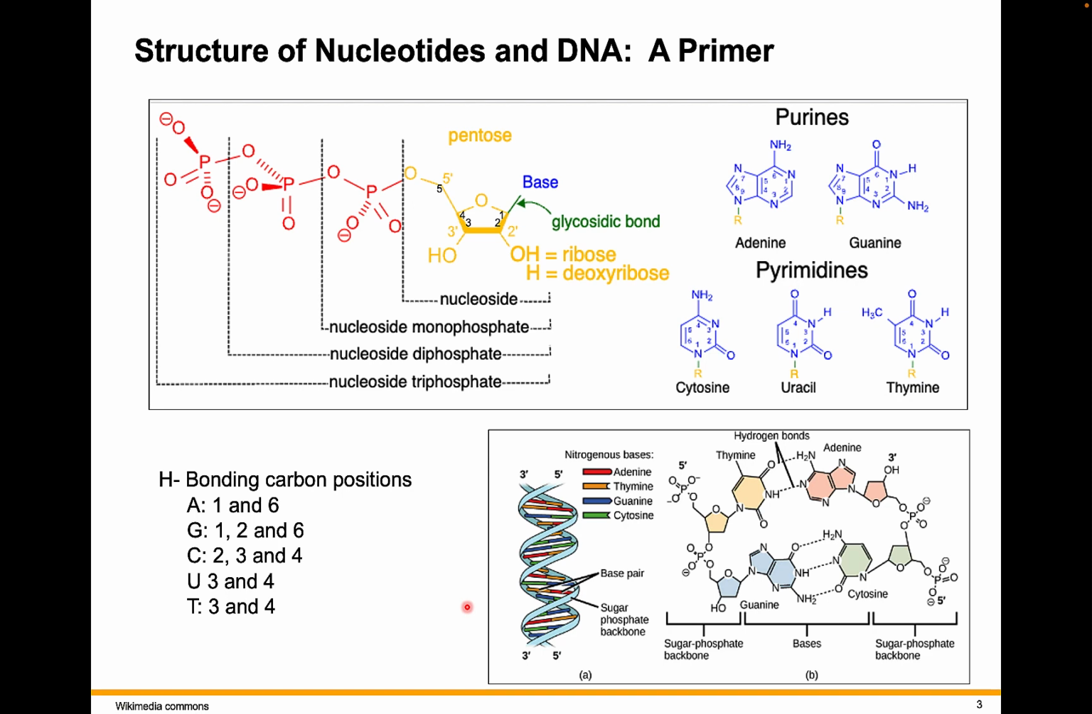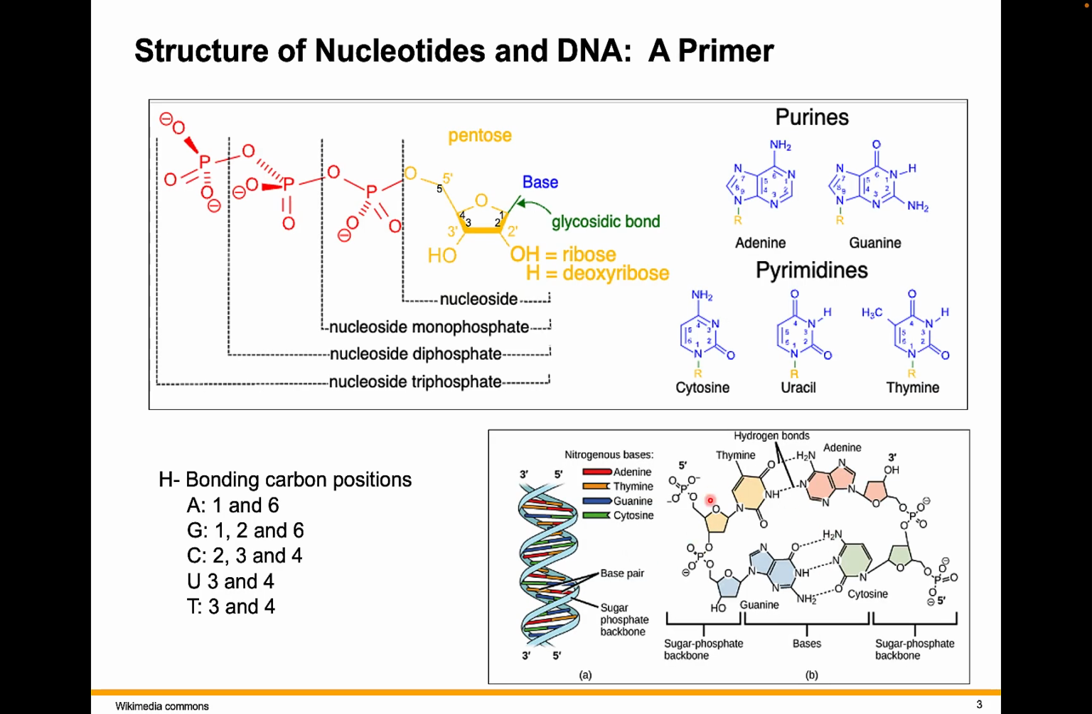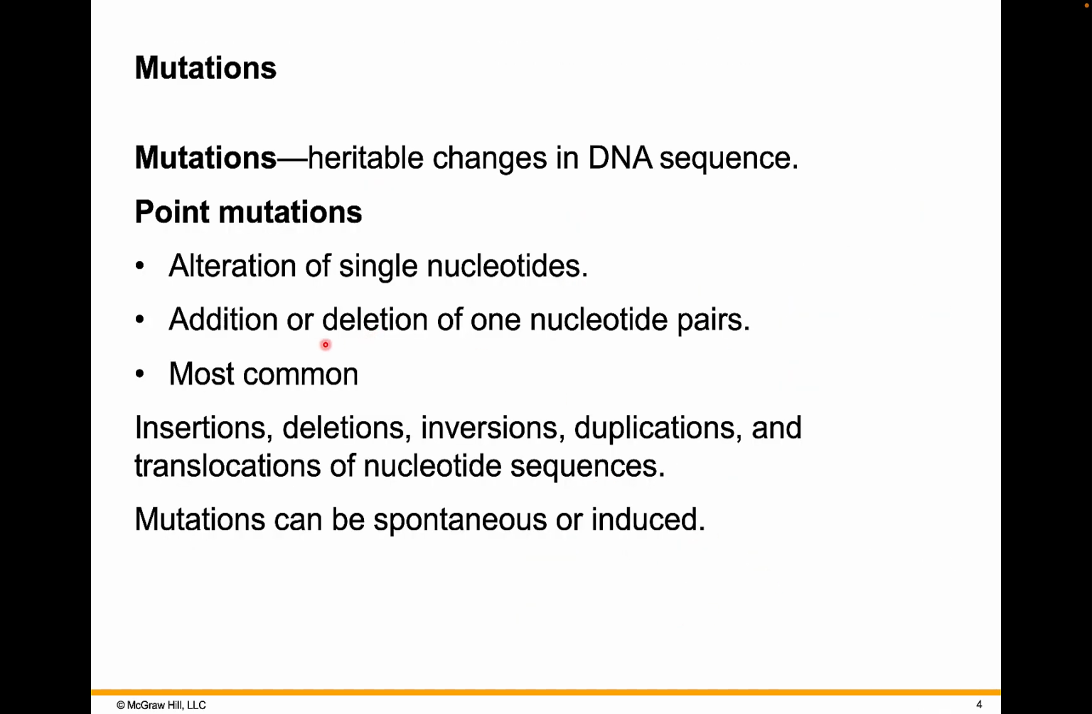And that's why we just have to have an understanding of the structure of the nucleotides. So let's go back to the mutations. First, we are going to talk about these heritable changes in the DNA. A point mutation is an alteration of a single nucleotide that we just talked about, and it could be an addition or deletion of one nucleotide pair. And these are actually the most common.